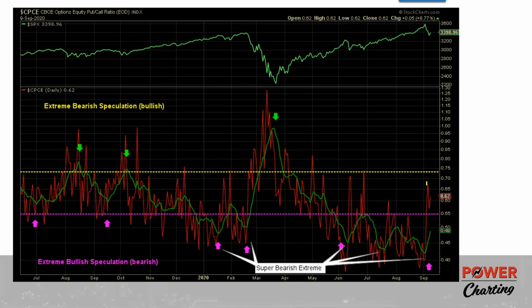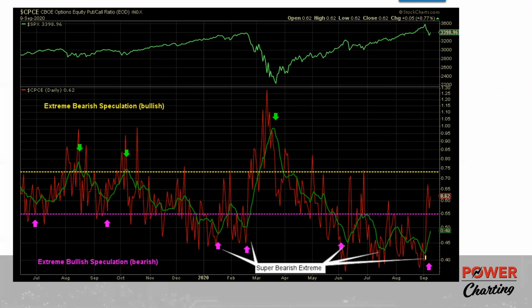We can see this big jump in the daily data of the put call ratio, but now we're starting to see the 10-day. I think the 10-day average is the ratio to look at. The question becomes, how high does this 10-day average need to go to create enough bearish speculation, enough bearishness, enough put buying to be able to end the reaction in the stock market?